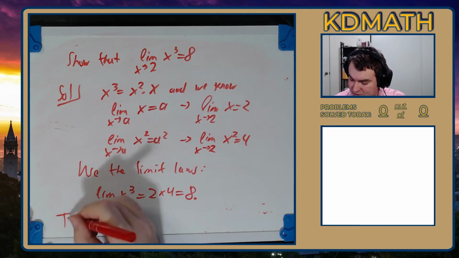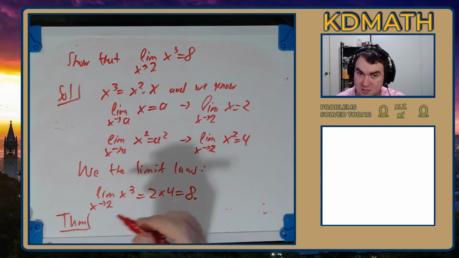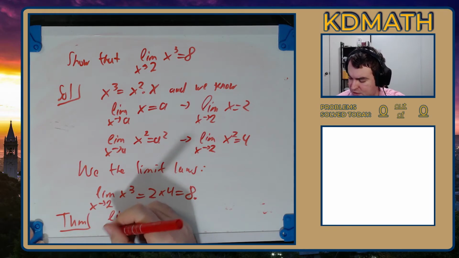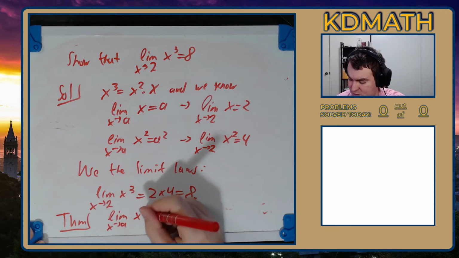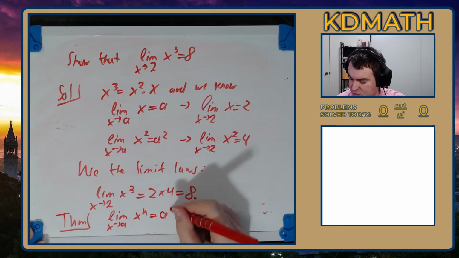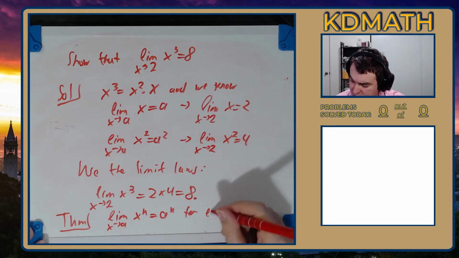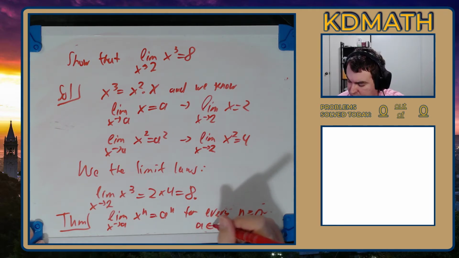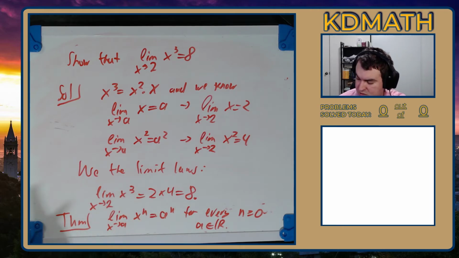Here is a theorem that you can prove straight up using just the limit laws. The limit as x goes to a of x to the n equals a to the n, for every n greater or equal to 0 and a in the reals. N doesn't have to be an integer power, but for now, you can just think of it as an integer power.